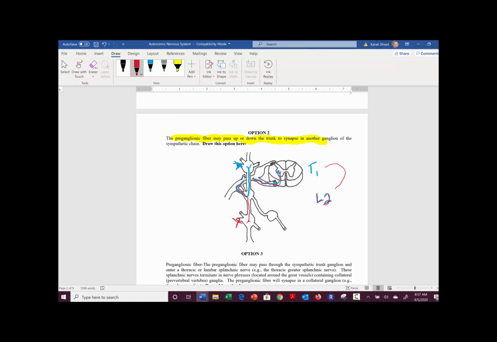So that's another option. The preganglionic fiber can go up to higher levels, superior levels, or may pass inferiorly to reach lower ganglia. It is important to know that we always have a gray ramus communicans, an exit door for fibers to leave the sympathetic trunk, and we will deal with that when we get to the postganglionic fibers.